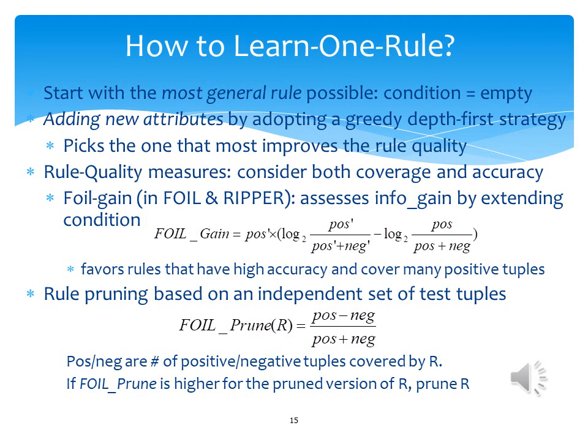To learn one rule, we start with the most general rule and add conditions one by one, choosing the condition that most improves the rule's quality. We evaluate rules using FOIL gain, which rewards rules that cover many positives and few negatives. Rule pruning can be applied to simplify the rule without sacrificing accuracy.